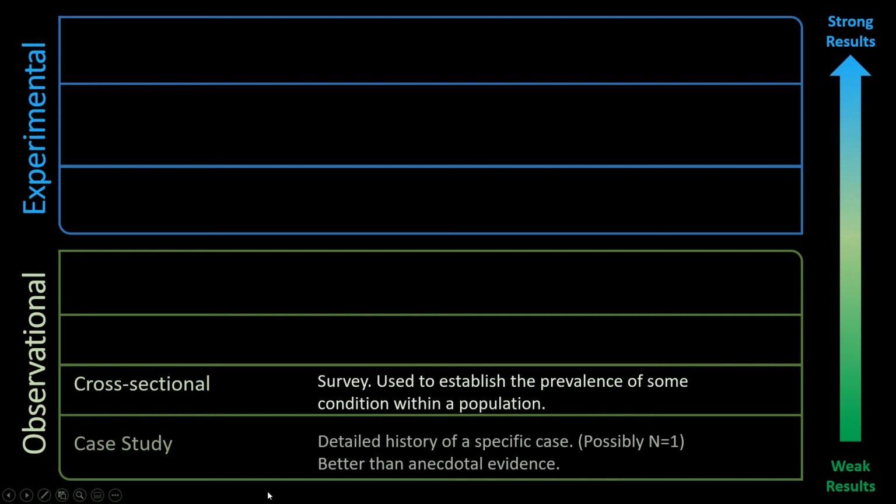Next level up, we have a cross-sectional study. Usually you use surveys in a cross-sectional study. You're looking to establish the prevalence of some condition within a population. Say you're trying to figure out how common a certain type of cancer is inside of a population within this city. You're going to hand out a whole bunch of surveys and ask people to send them in.